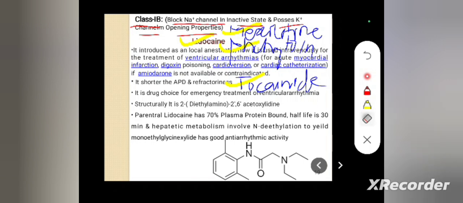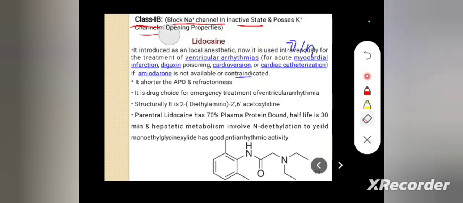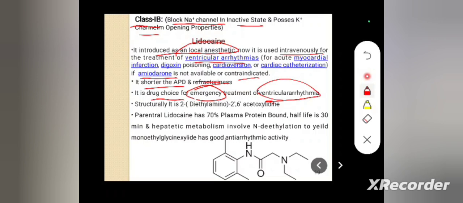Talking about the first drug, lidocaine, it was introduced as a local anesthetic and later used intravenously for ventricular arrhythmia if amiodarone is not available or is contraindicated. It shortens the action potential duration and refractoriness. It is the drug of choice for emergency treatment of ventricular arrhythmia.